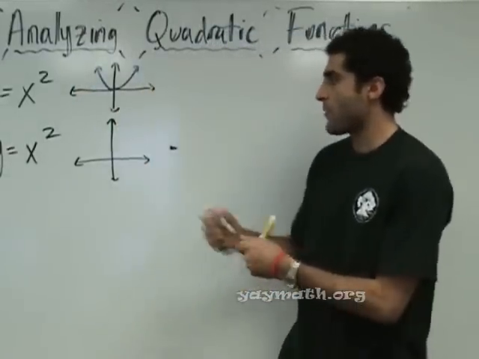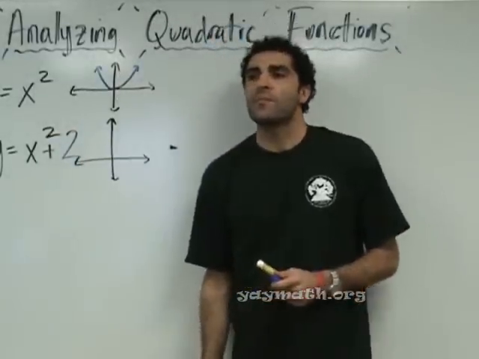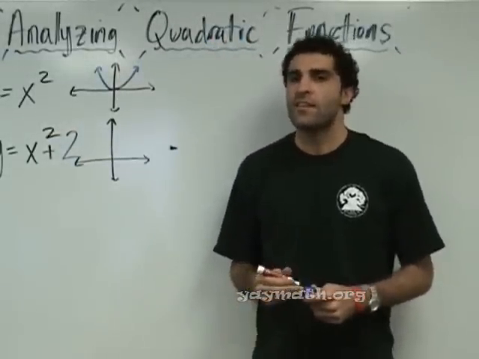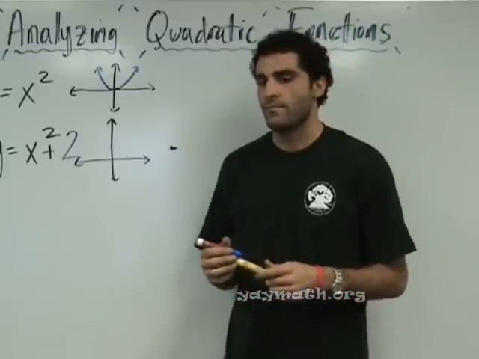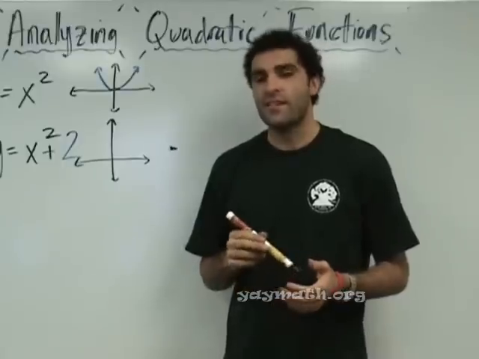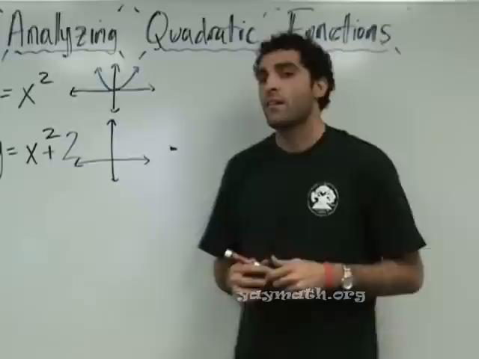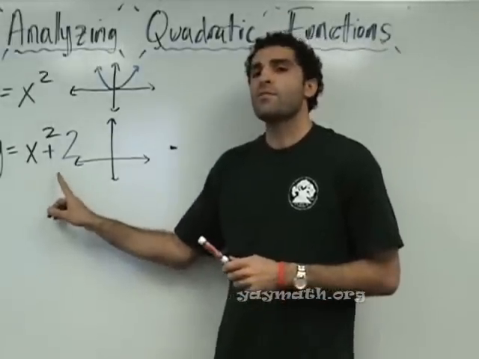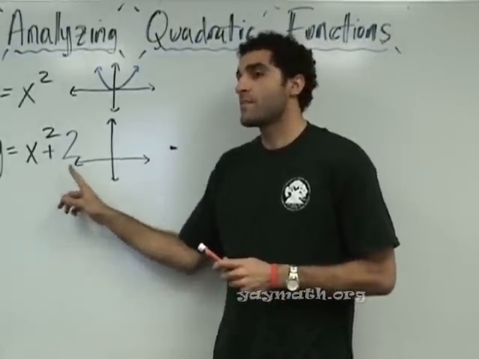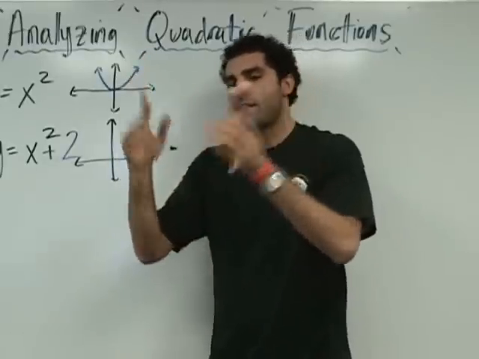What do you think happens if I were to write y equals x squared plus 2? What do you think happens to this parabola? It moves. It does move. Where do you think it moves? Up, down, left, or right? It goes up 2. Yes. If it says plus 2 here, it starts 2 units up, and then it looks exactly the same.